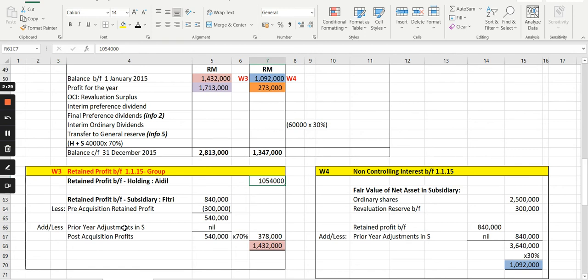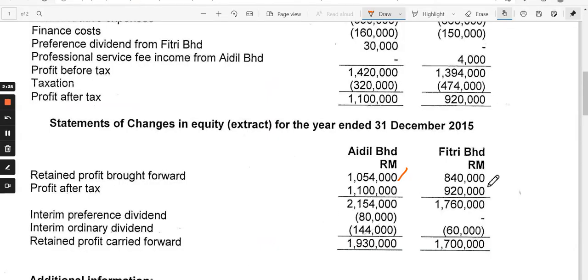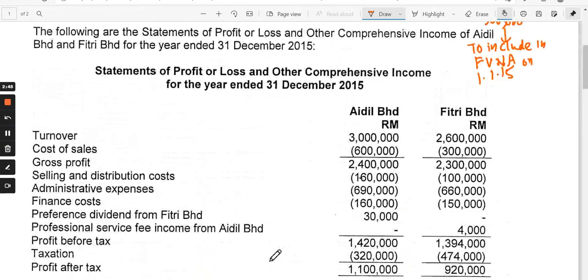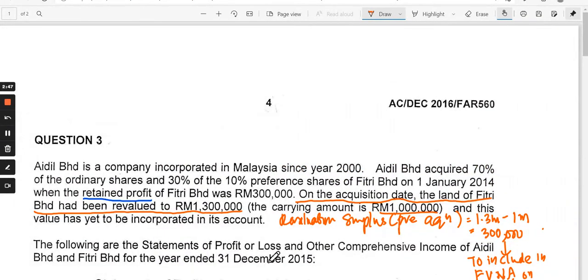Next one is the retained profit brought forward for the subsidiary Fitri. The same place, you are going to take it from here, from the statement of changes in equity. This is the one as at 1st of January. So take that figure, and that figure also has to be adjusted, as you will only have the share in the post-acquisition profit of your subsidiary.